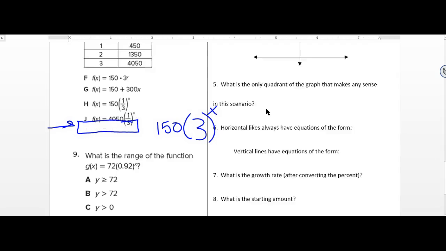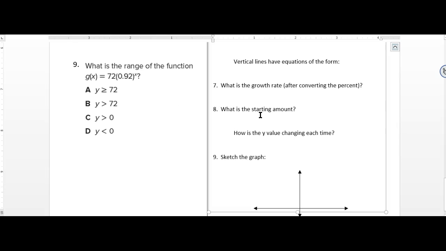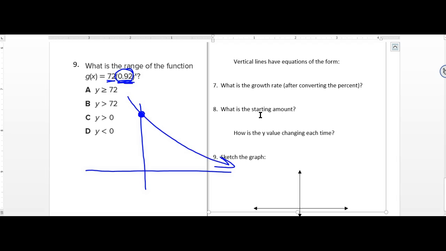Number 9, last question. The range of the function 72 times 0.92 to the power of x. Similar to the question above where we did domain, I need to know what the graph looks like. Starts at 72. You could always go to your calculator for this too. My growth rate, 0.92. Is it going up or is it going down? Growing or decaying? That is below 1, so it's going to be shrinking. It's going to look like this.